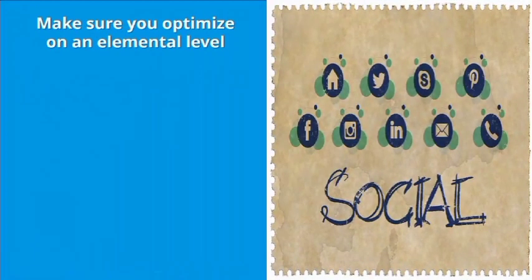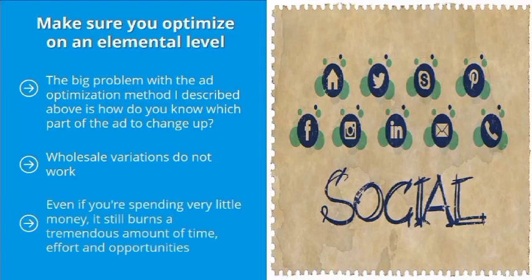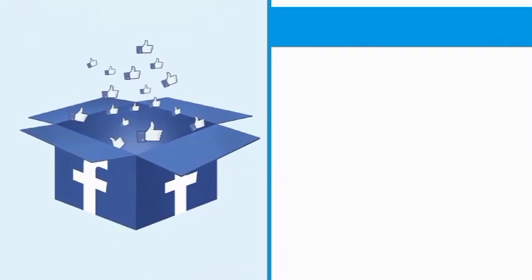Make sure you optimize on an elemental level. The big problem with the ad optimization method I described above is how do you know which part of the ad to change up? How do you know which part of the ad to optimize? Wholesale variations do not work. You can't just take an ad, see that it doesn't work, replace it with a completely different ad, see that it doesn't work, and then repeat that process. Even if you're spending very little money, it still burns a tremendous amount of time, effort, and opportunities. You need to have a better way to turbocharge your results.